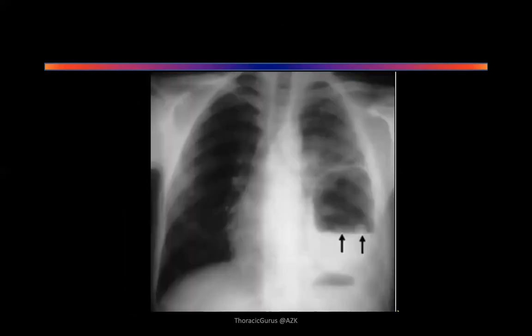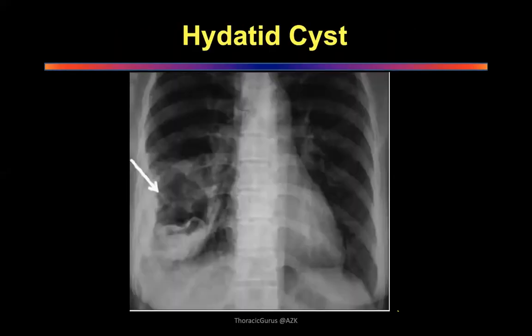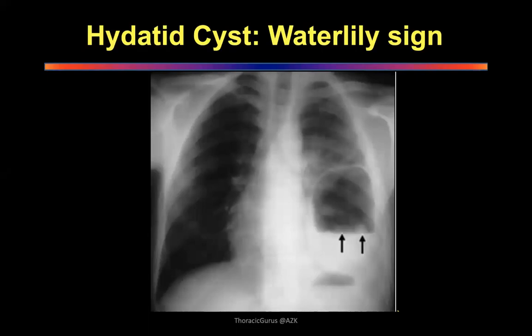Hydatid cyst, okay? Let's go through some features of the cyst. What is this? Air fluid level. And what is floating in the fluid? Daughter cysts. This is called a water lily sign, where there are daughter cysts floating in the fluid. Here the cyst is potentially about to rupture, and this is the germinating membrane that has collapsed. It's very easy. This is the water lily sign. See some other things.